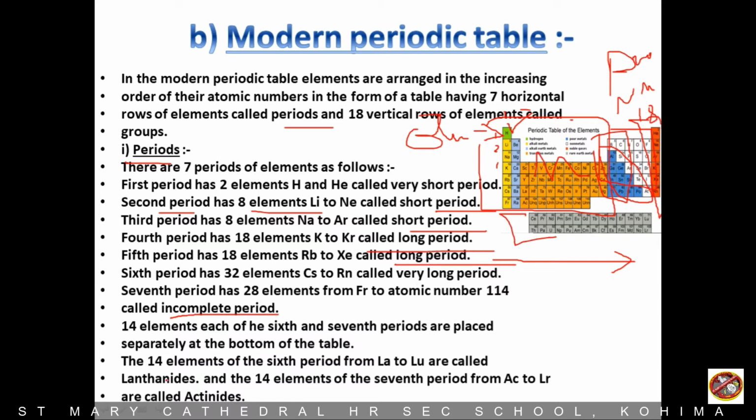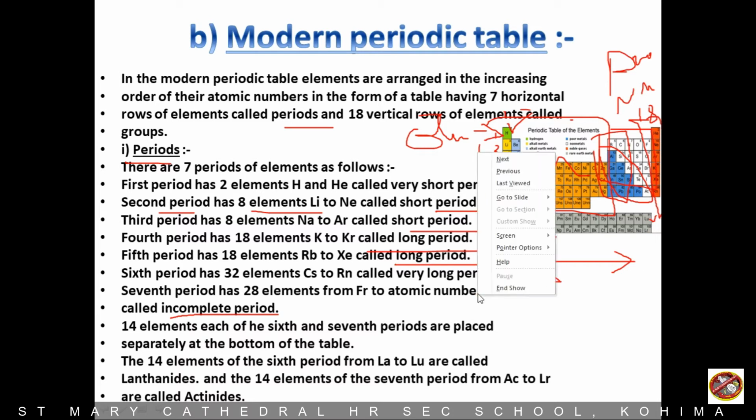At the bottom, the 14 elements of the 6th period are a continuation from lanthanide. Over here the continuation is over here. They are called lanthanide and actinide series. Series, remember that one.